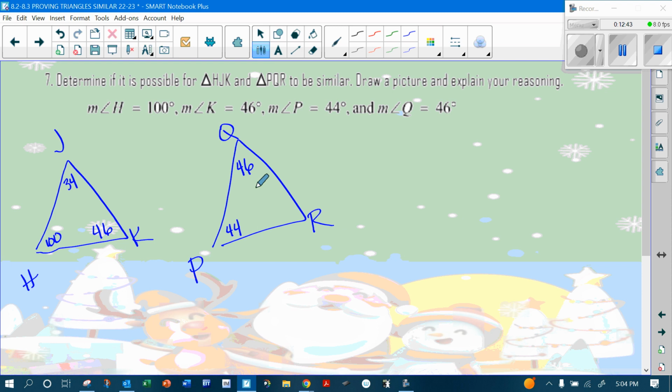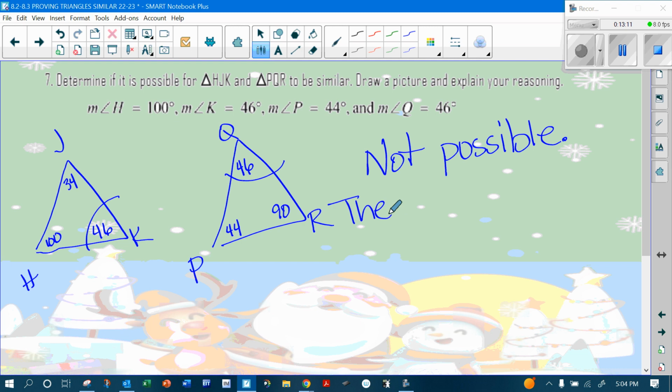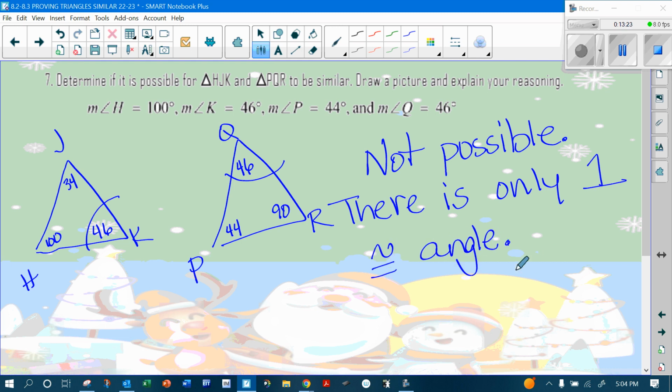So if I add 44 plus 46, I get 90. So that makes this angle here 90, because remember they all have to add up to 180. So determine if it is possible. Well, it's clearly not possible because this angle is equal to this one, but no other angles match. So not possible. There are no congruent angles. There is only one congruent angle. We have to have at least two.